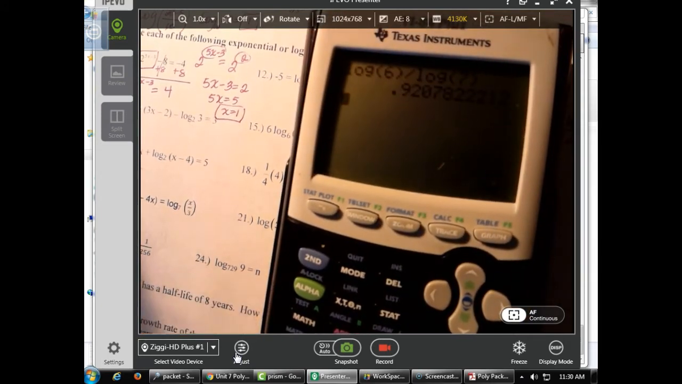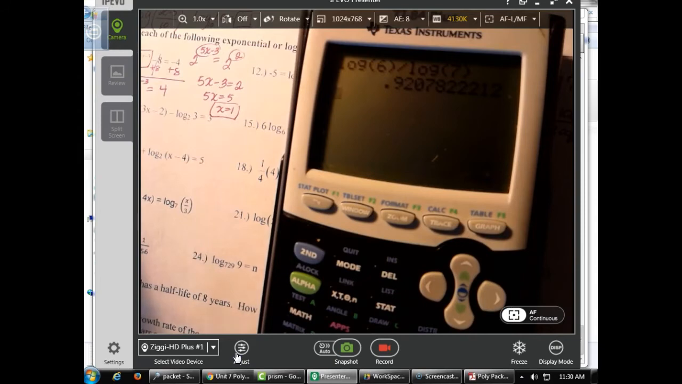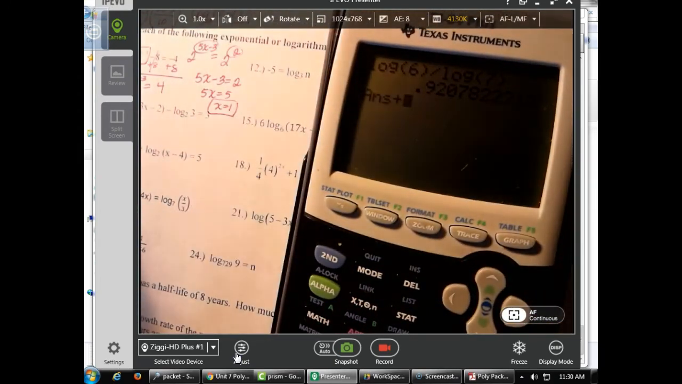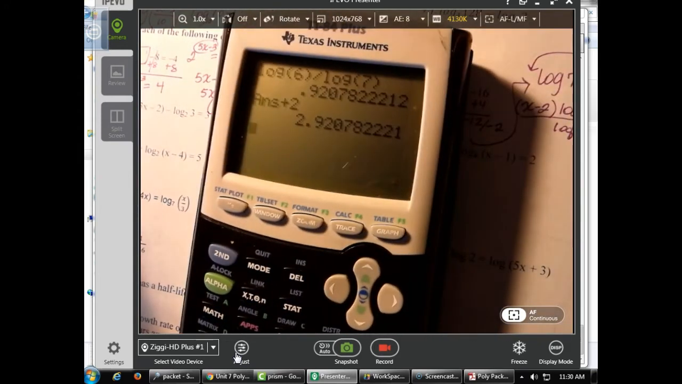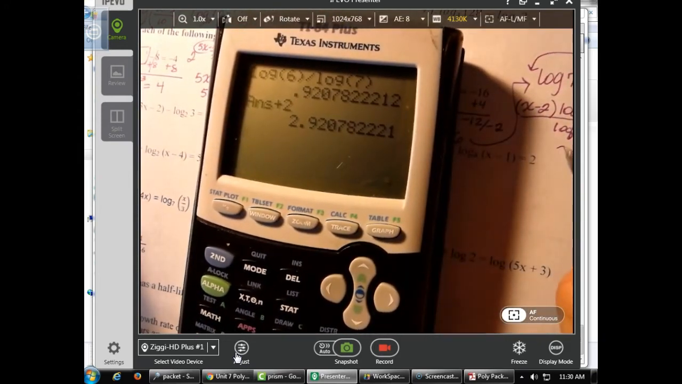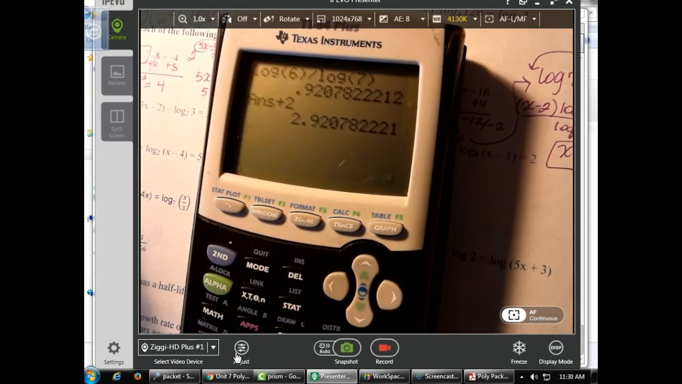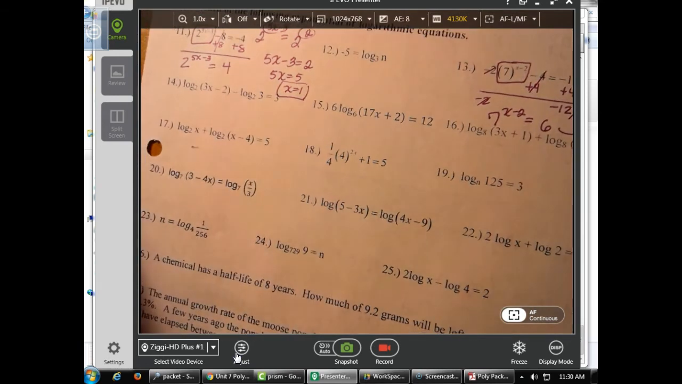And then from that value, I can just go ahead and continue on. And remember, I had to add the 2. So just add 2, and I'm going to get 2.921. So x is equal to 2.921 for that one. So be sure to check your answers against the keys and make sure you're doing everything right in the calculator. Now, let's go on to a different type.